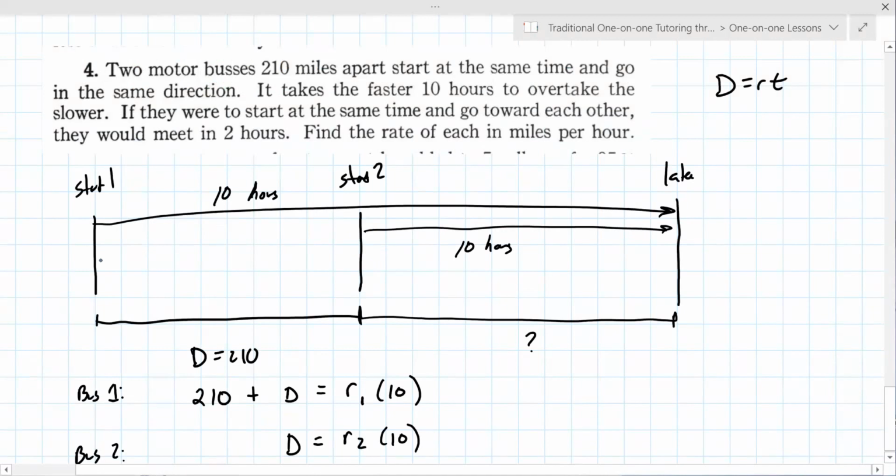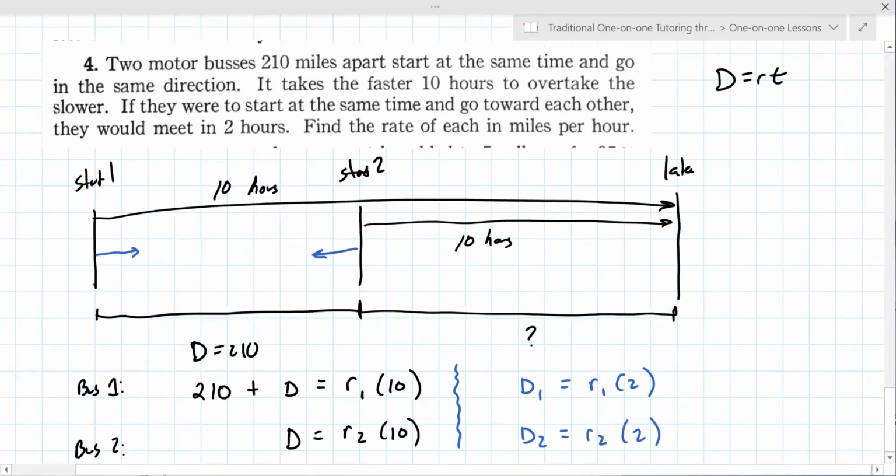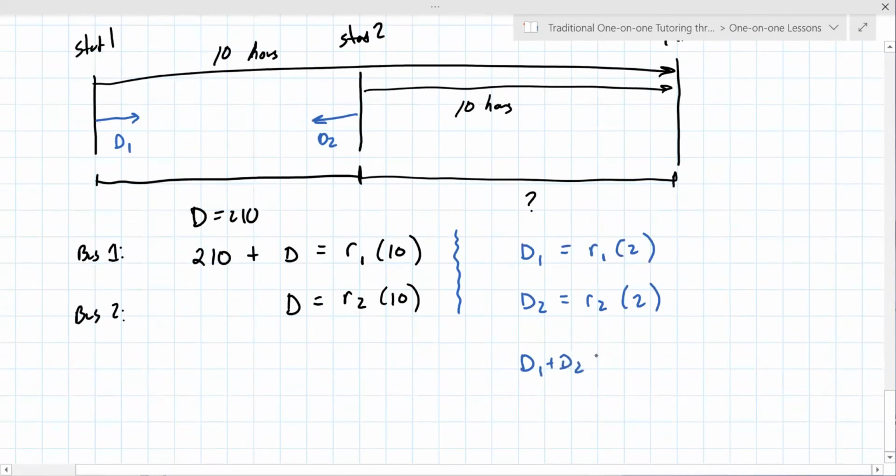Now, in the next scenario, we'll do this in blue. In the next scenario, they're going towards each other. So we're going to do that over here. The distance they both go together. So distance 1 of this first bus is its rate R1 times 2. Bus 2 going this way is its rate R2 times 2. And this is the key: the total distance, D1 and D2, they have to add up to this 210. So D1 plus D2 has to equal 210.